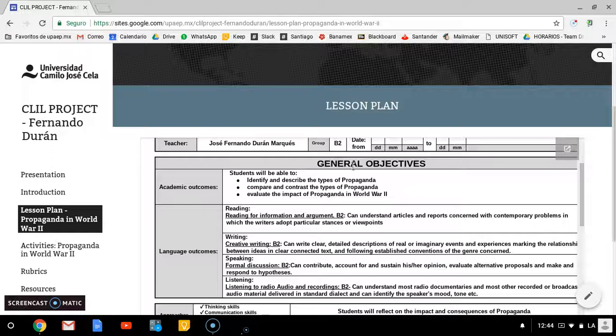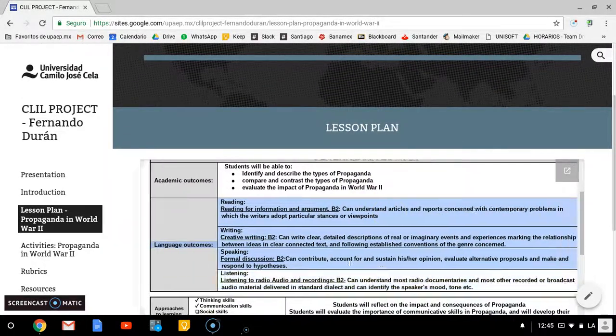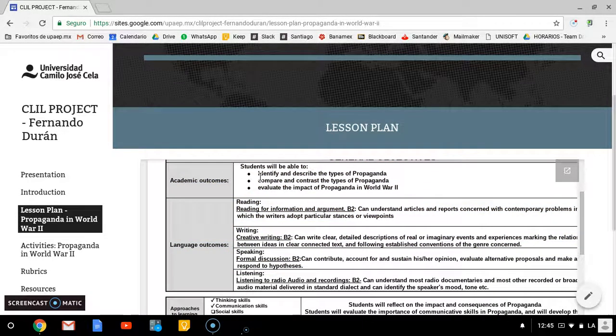The general objectives are divided first into the academic outcomes, because we need to fulfill all the requirements of the IB guide, and then the language outcomes. As you can see right here, there are some verbs, key terms, that lead the academic outcomes. For example, identify and describe the types of propaganda, compare and contrast, and evaluate the impact of propaganda in World War II.